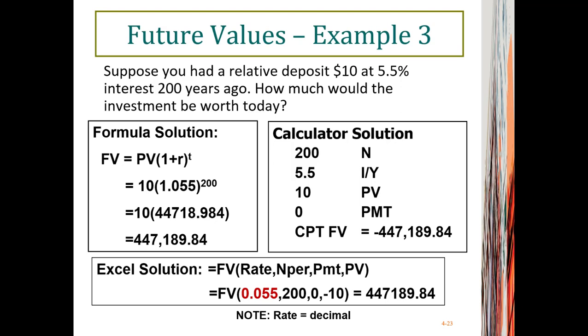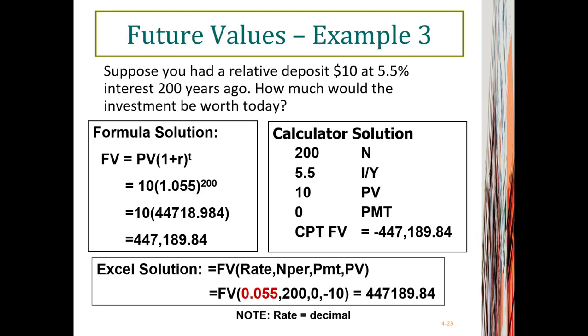So let's say you had an uncle of your uncle, the grandfather deposit $10 at 5.5% interest in a bank 200 years ago. So you want to see the future value of that $10. So on the timeline, that $10 occurs at time 0, t equals 0, and you need to calculate future value 200 years later.